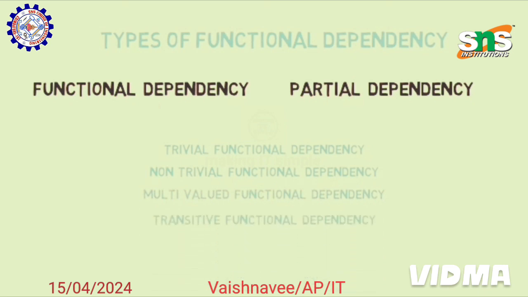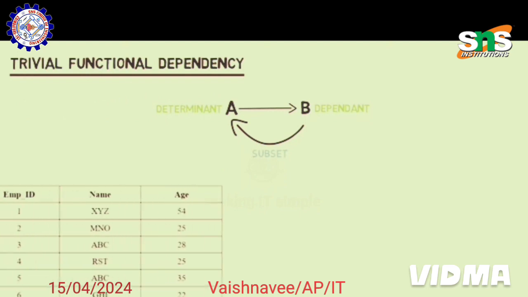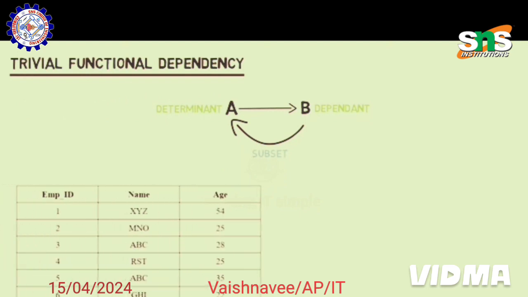Let us start with the first type, trivial functional dependency. Consider this functional dependency: A goes to B, or A determines B. If dependent B is a subset of determinant A, then this dependency is a trivial functional dependency. Let's take an example so that we can get a clear idea.